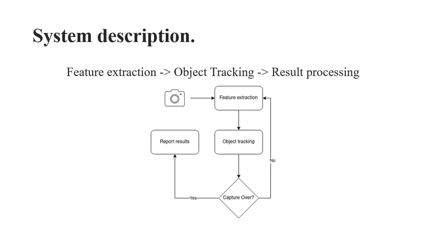The system can be broken down into three main parts: feature extraction, object tracking, and result processing. As can be seen on the image, each frame is extracted from the camera or video. Then each seed is tracked and the distance between two seed pairs is kept. At the end of the process, the relevant results are displayed to the user.